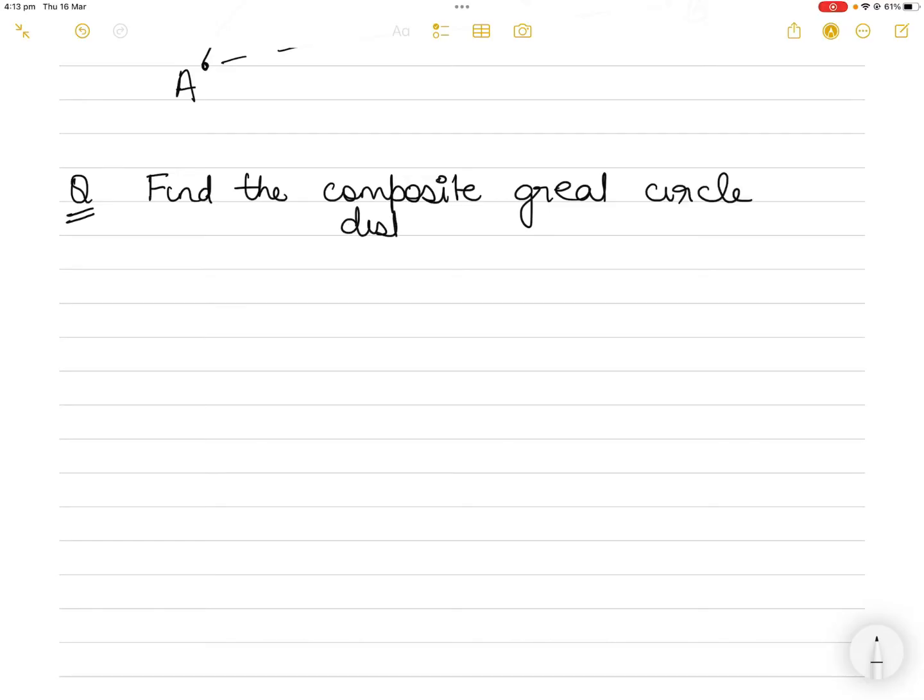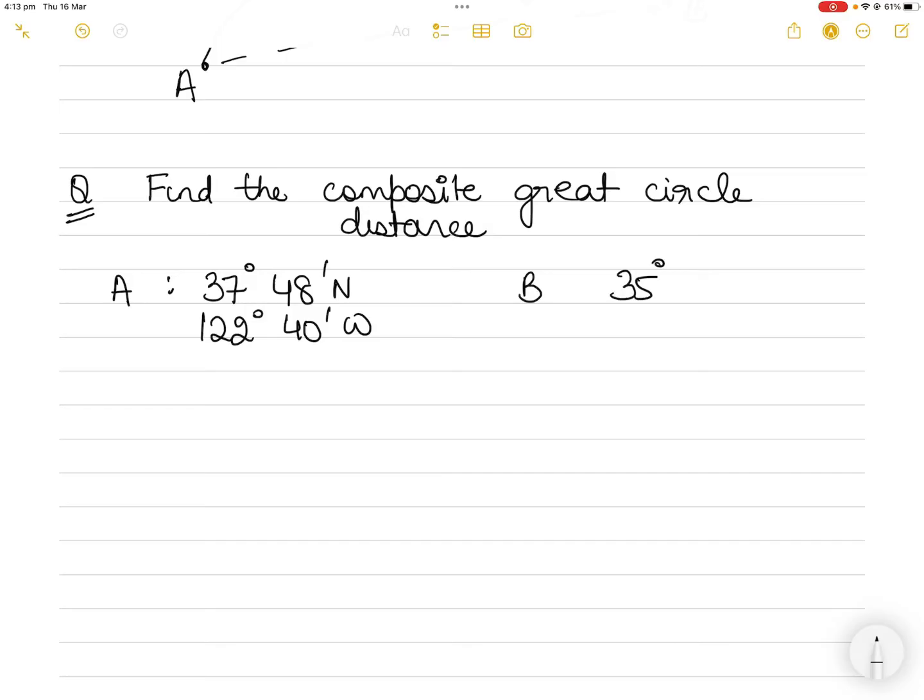So position A, or the departure position, is 37 degrees 48 minutes north, 122 degrees 40 minutes west, and position B is 35 degrees 40 minutes north, 141 degrees 0 minutes east. The limiting latitude that has been set, you cannot go north of this latitude, is 45 degrees north.